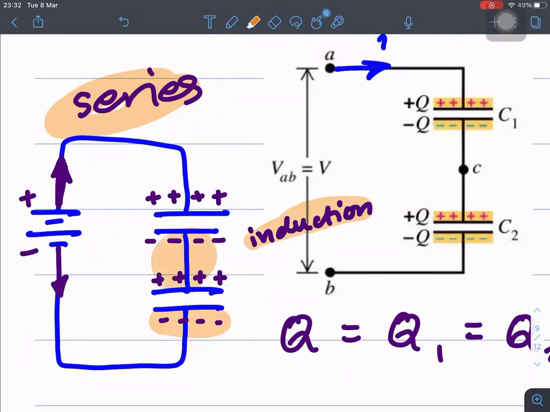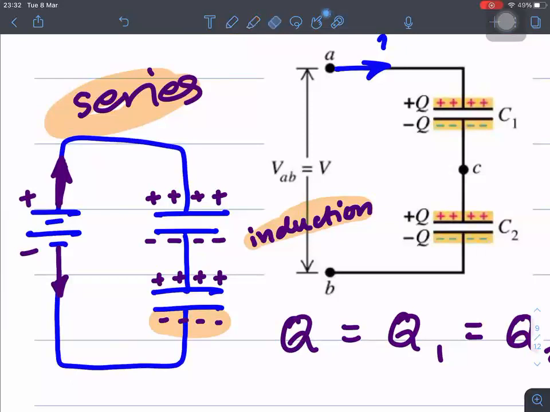And this part of your circuit is a conductor. Don't forget that in a conductor, charge can move freely. When charge can move freely, it just goes where it prefers. Negative charge prefers to be with positive charge, and positive charge prefers to be with negative charge.